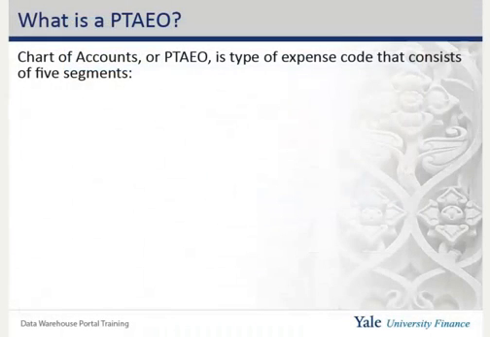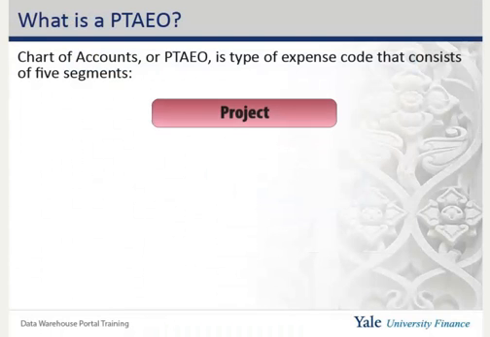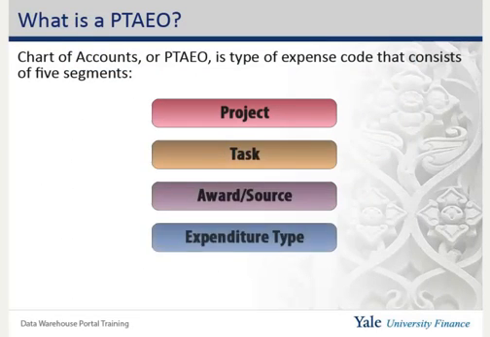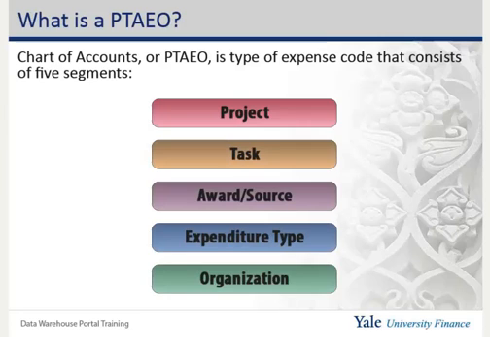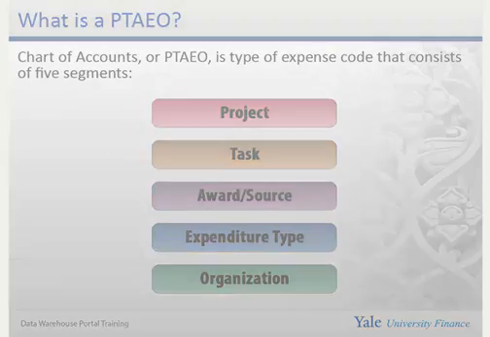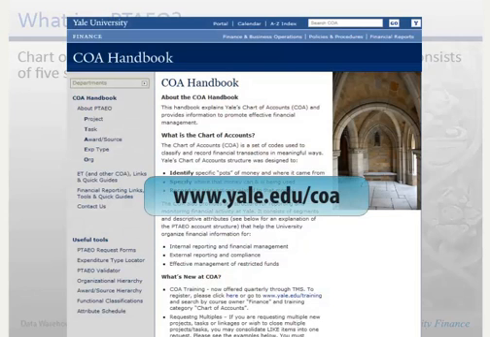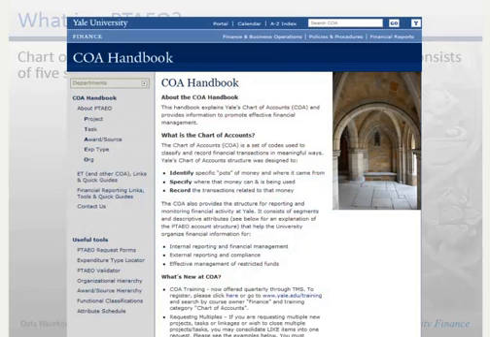If you are new to Yale, you're going to hear the word PTEO a lot. PTEO is an acronym, and it stands for Project, Task, Award, Expenditure Type, and Organization. That's what the Chart of Accounts is. If you visit the Chart of Accounts Handbook, you can click on the links at the bottom of the home page or on the left pane to see a detailed description of each segment. We'll present a brief introduction to the segments in this movie.